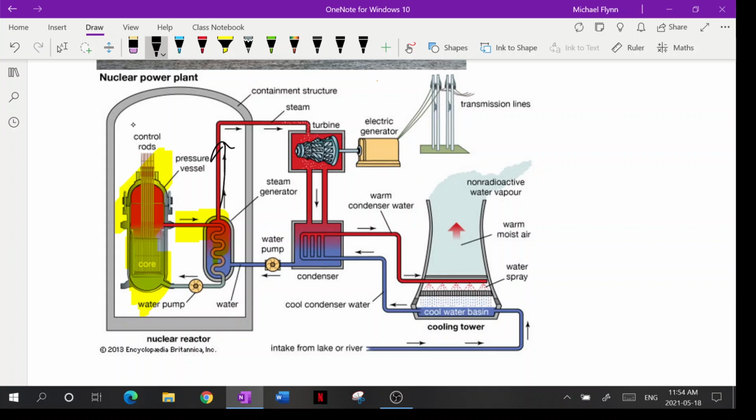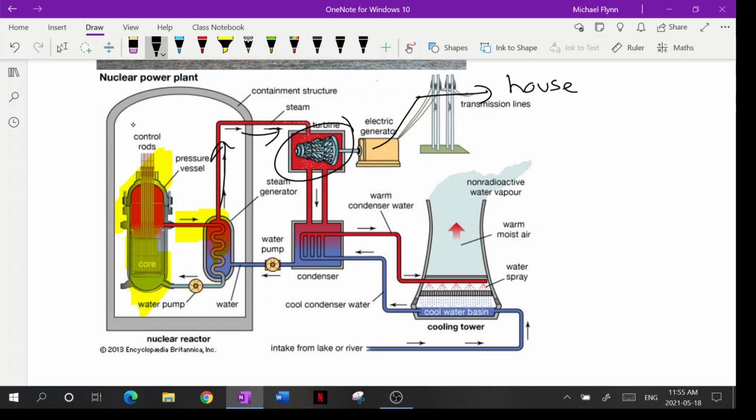That steam follows this path through this pipe. And then the pressure in the steam can spin this turbine, and spinning the turbine creates electricity, and the electricity goes to your house through the transmission lines. That's basically it. Now there are other things here.